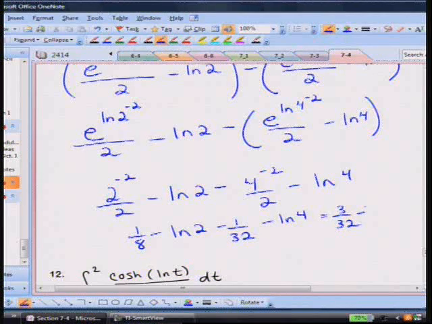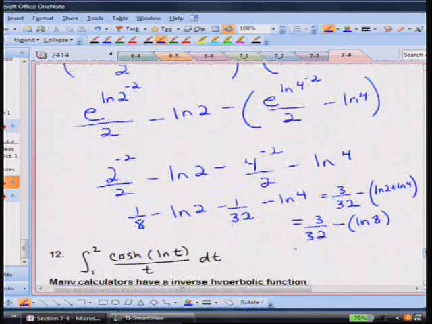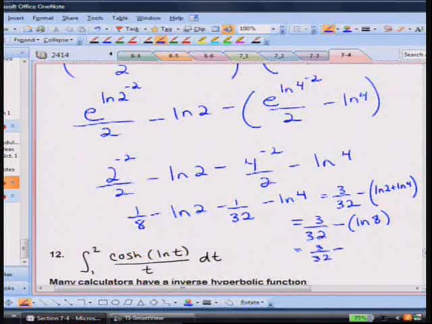Minus, all right, let's be really snazzy. This will be ln 2 plus ln 4, which is 3 over 32 minus, the sum of the individual logs is the log of the product, which is ln of 8, which is 3 ln 2, because that's 2 cubed. So this is 3 over 32 minus 3 ln 2.